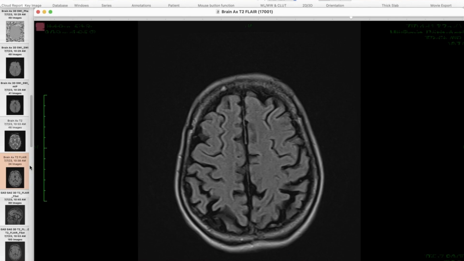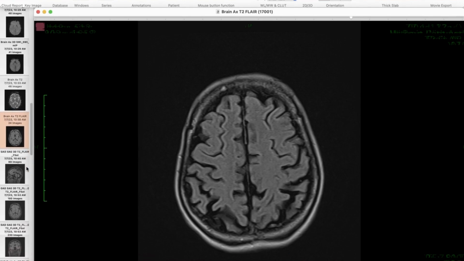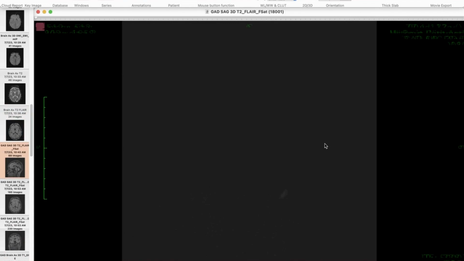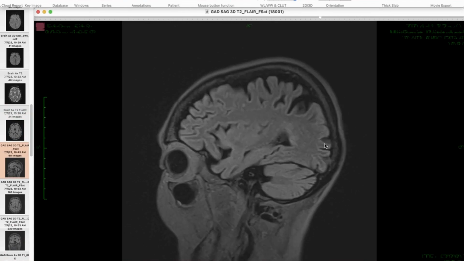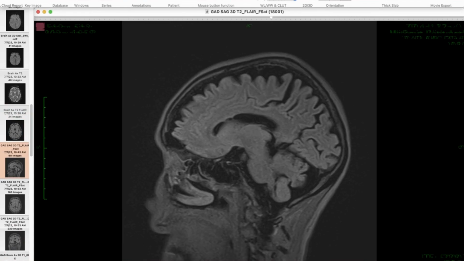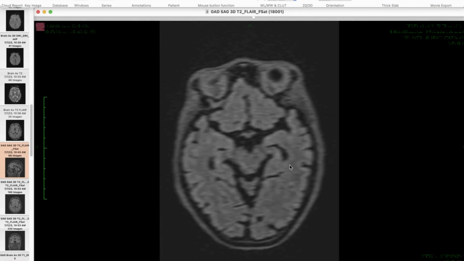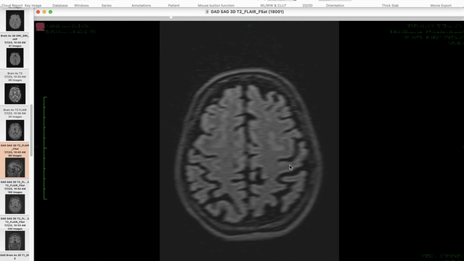And this is just an axial FLAIR. We do have a sagittal 3D FLAIR, so I can prove to you that hopefully this is actually a 3D FLAIR. Maybe it is, maybe it isn't. This doesn't look too good. But anyway, that's the main utility of the T1, the T2, and the T2 FLAIR.